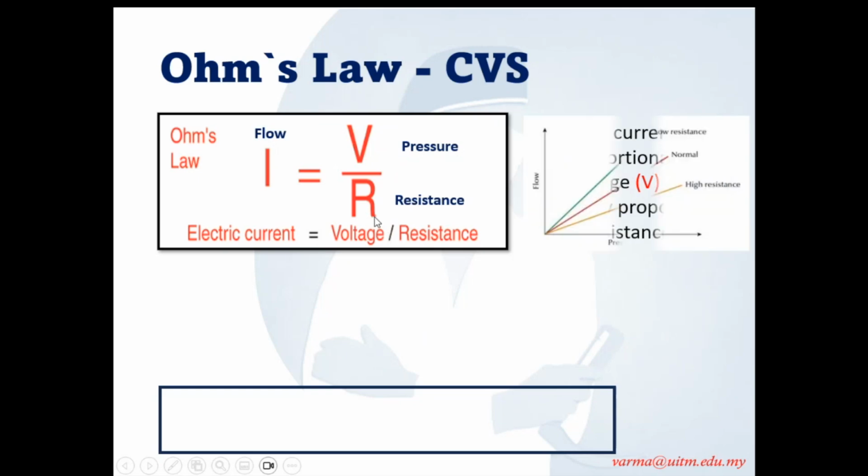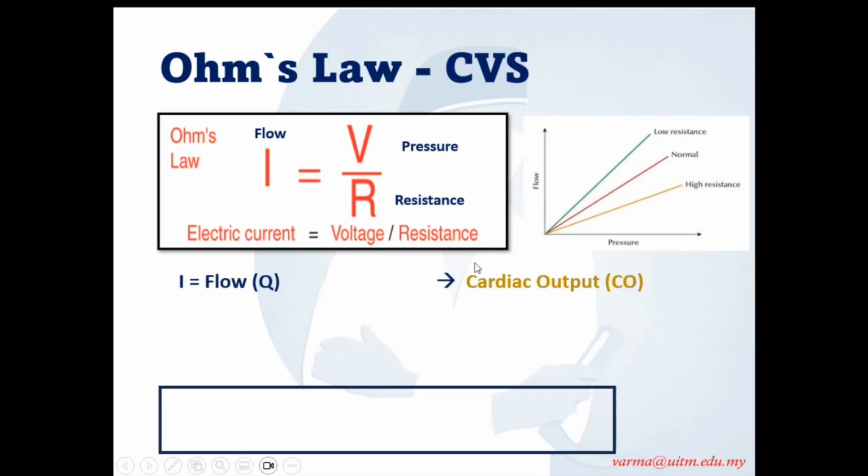So we derive it. We look at flow and pressure. As the pressure goes up, flow will go up. With low resistance, an increase in pressure gives an increase in flow. But as the resistance increases, the flow will come down.